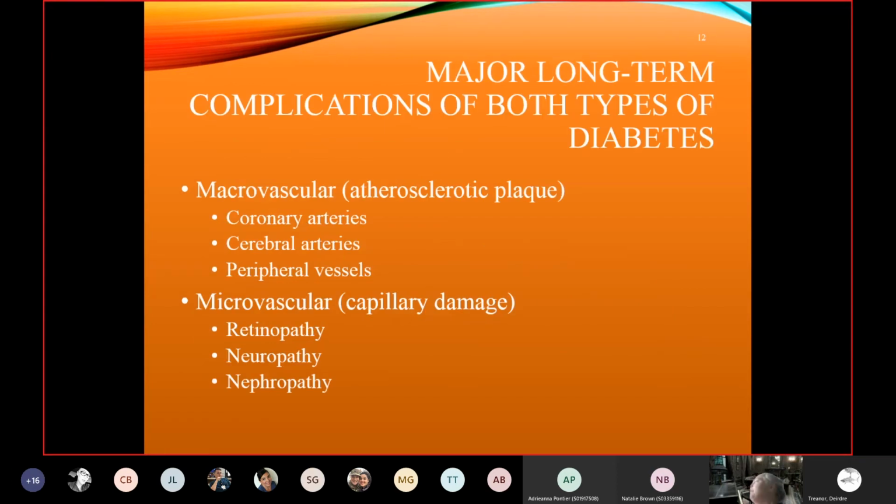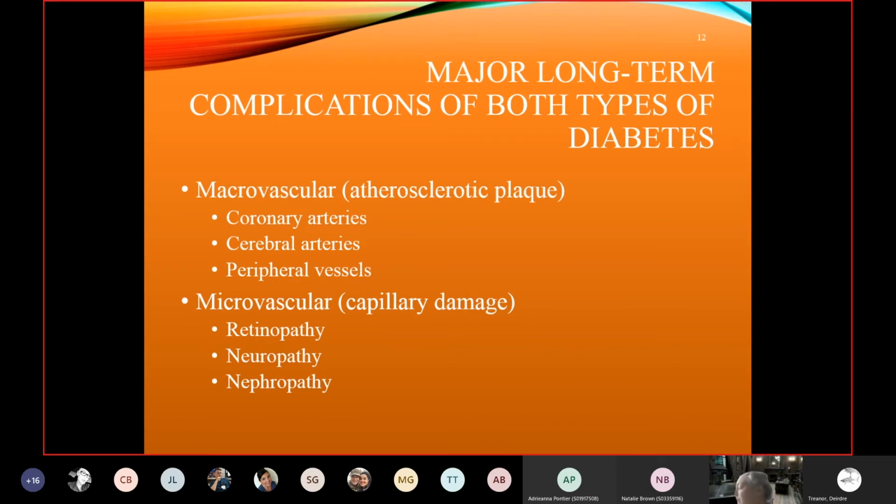Major complications talk about macrovascular, so coronary arteries, cerebral arteries, and peripheral vessels. And then the microvascular is damage to the capillaries. So that's where you develop the retinopathy, neuropathy, and nephropathy. And you can actually find a table of this on page 501, table 32-1.